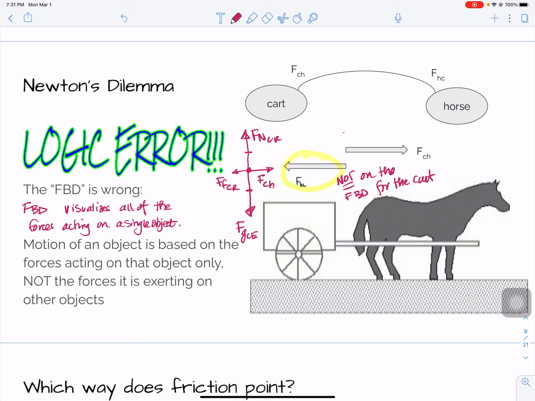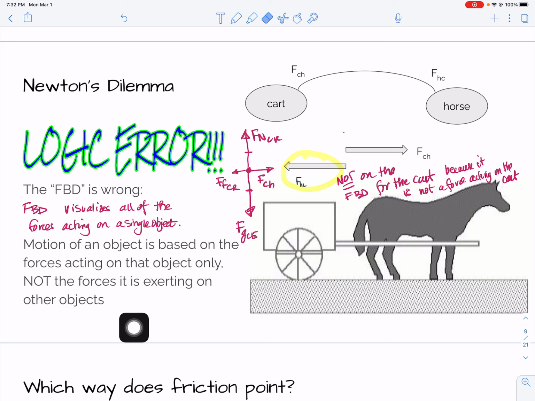It acts on the horse. I can tell it acts on the horse because that's the first letter. Okay. Not on the free body diagram for the cart because it is not a force acting on the cart. Okay? So, motion of an object is based on the forces acting on that object only and not the forces it is exerting on other objects.